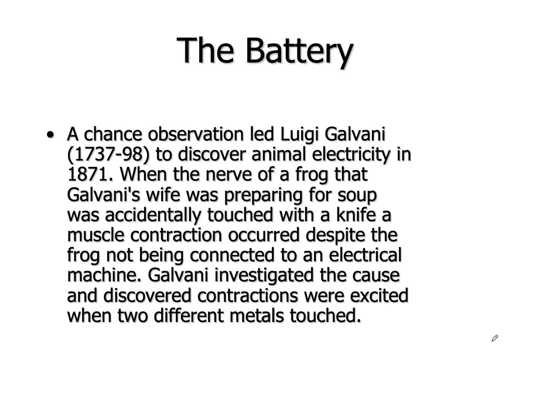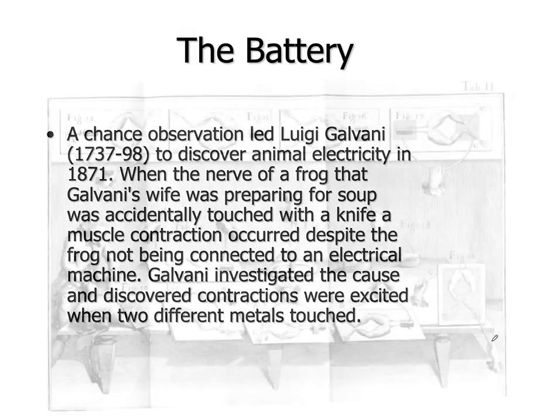While she was holding down the leg with a copper fork, she was using an iron knife to clean off the top of it. And when the iron knife touched the nerve, the frog's leg would twitch, even though the frog was dead. And they discovered, wait a second, it happened whenever two different metals touch.